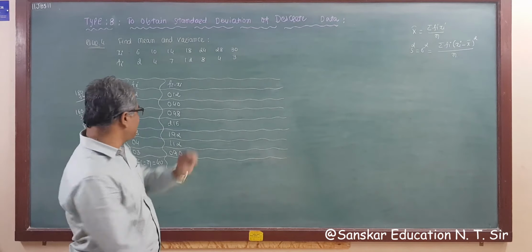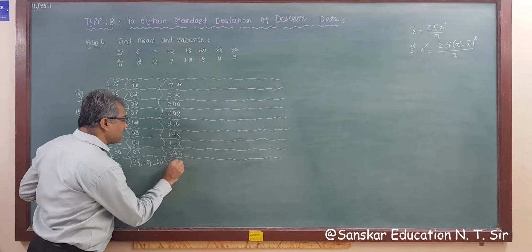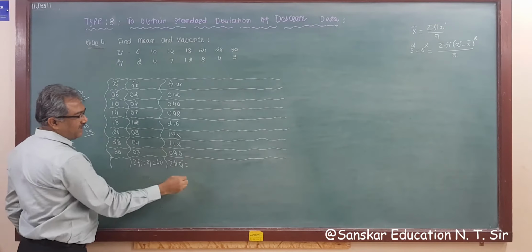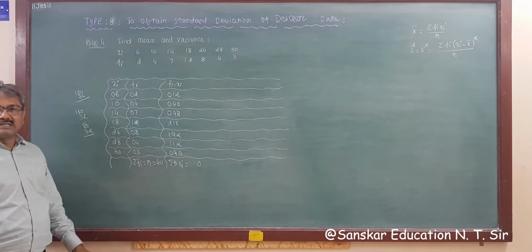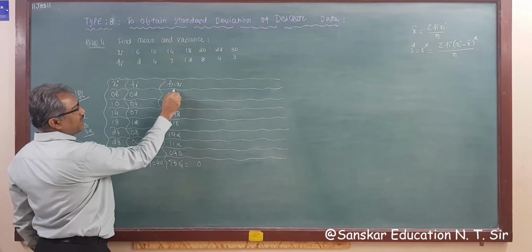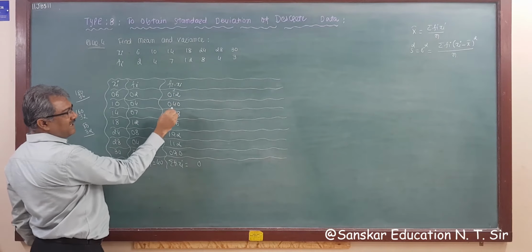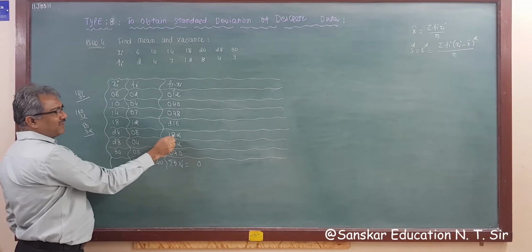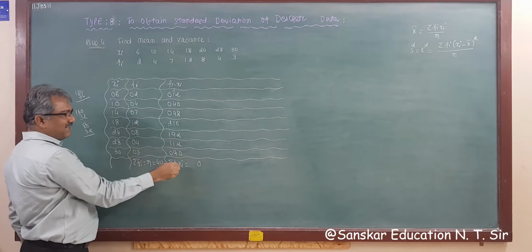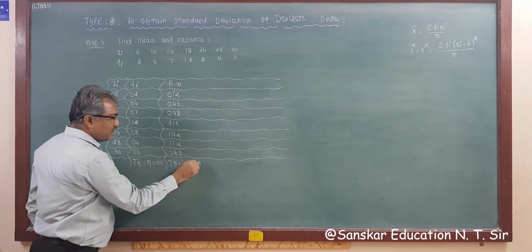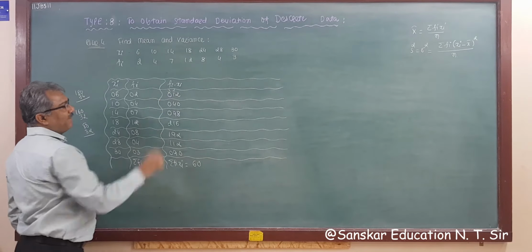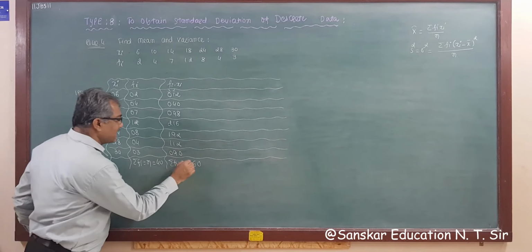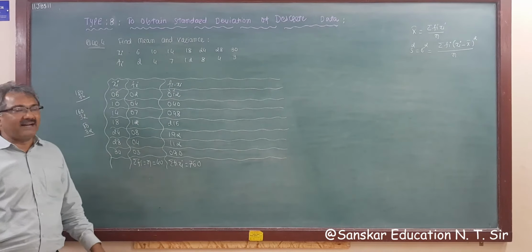Now we require the sum of this, that is sigma fi xi, which is 12, 40, 98, 216, 192, 112 and 90. Adding these gives the answer 760. So 760 is sigma fi xi.